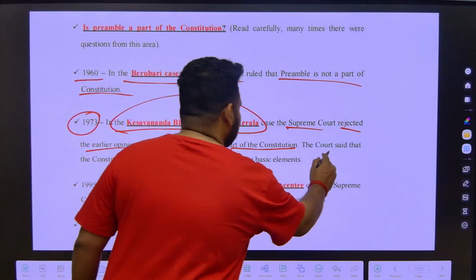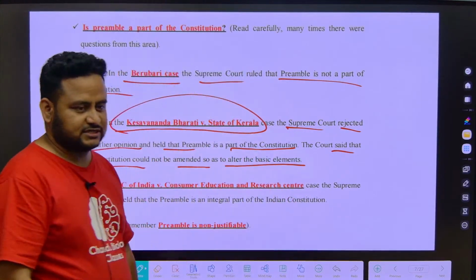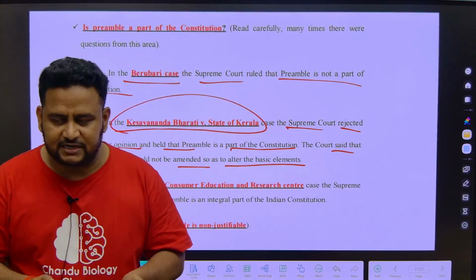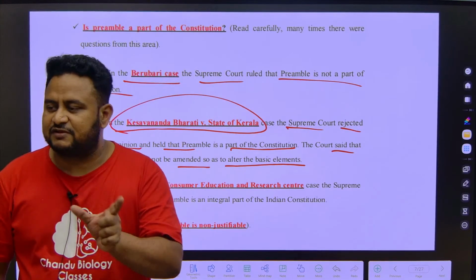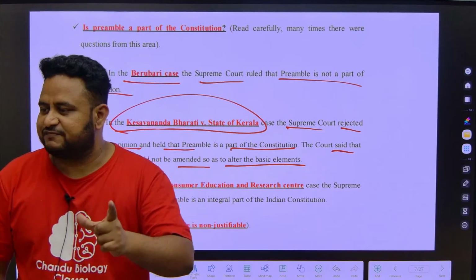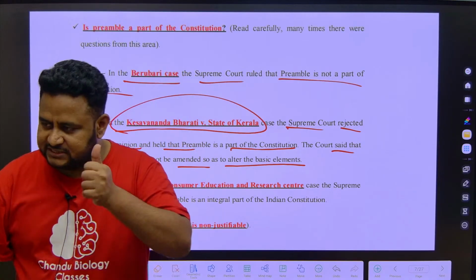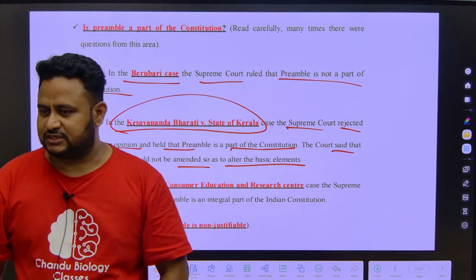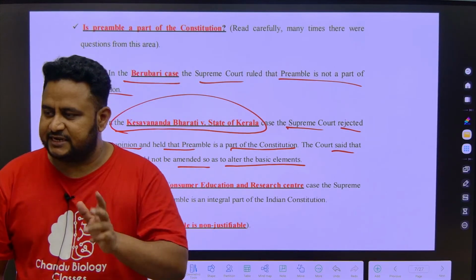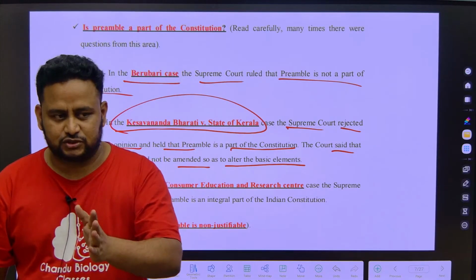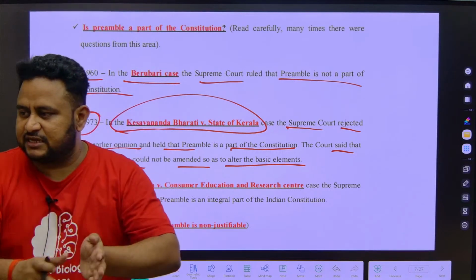Further, the court said that the constitution could not be amended so as to alter the basic elements. It also said that there is possibility that you can amend the constitution, change the constitution, that is fine. But certain things are very important. They are called basic features or basic structure. Those things you should not touch. Okay. For example, secularism is a basic structure. Parliamentary form of government, sovereignty, unity and integrity, all these things are basic structure of the constitution.